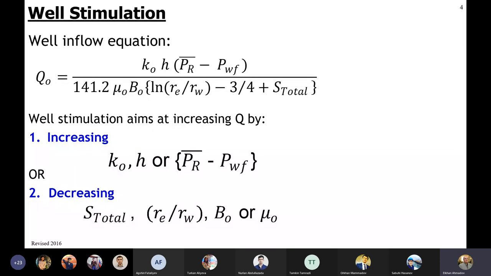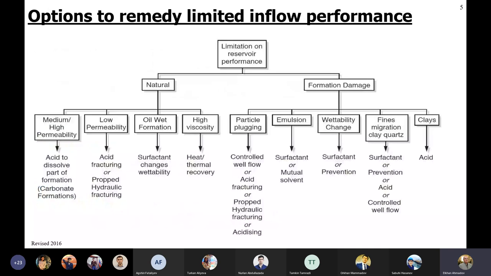This is a kind of chart, a guideline to remedy limited inflow performance, where we have natural wells and the aforementioned damaged wells, with particle plugging, emulsions, wettability change, fines migration and clays, and different approaches to remedy or remove the damage with different methods and operations.